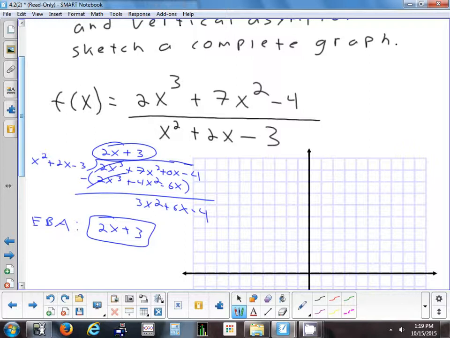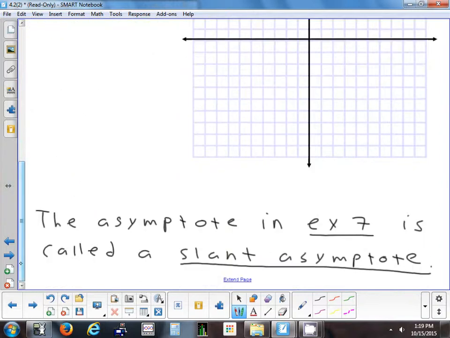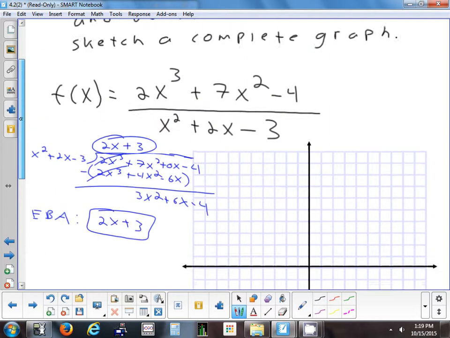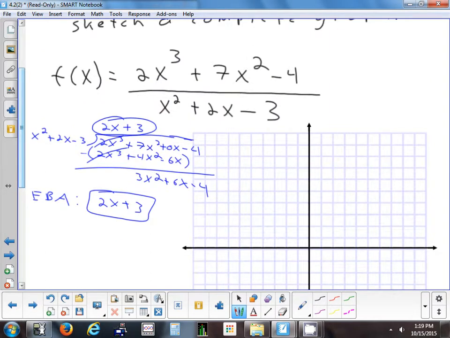What is that? That's a linear function. It's a line. What kind of line? A line that has a slope of 2 that crosses the y-intercept at positive 3. So it's not horizontal or vertical, right? It's got a slope of 2, so it's slanted. And we call this a slant asymptote. So this asymptote is going to be on a diagonal. Not as complicated as a parabola, but not as simple as just being horizontal. So I'm going to graph that.